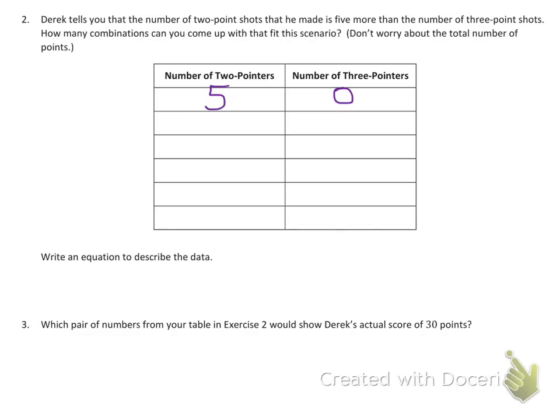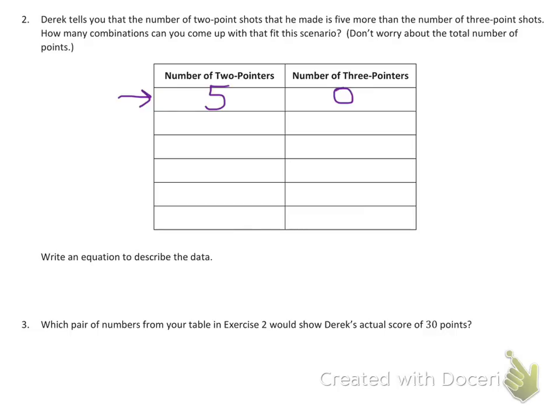Okay, so in exercise 2, it says that Derek now tells you that the number of 2-point shots that he made is 5 more than the number of 3-point shots. How many combinations can you come up with that fit this scenario? And it says don't worry about the total number of points. So if all we know is that the number of 2-point shots has to be 5 more than the number of 3-point shots, here is a combination that works. We could have 5 2-pointers and 0 3-pointers.